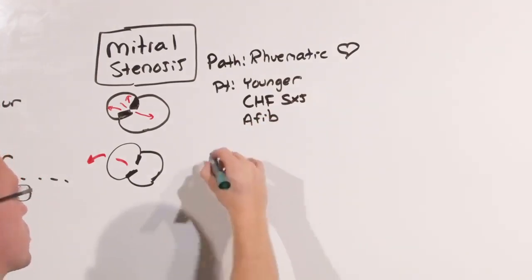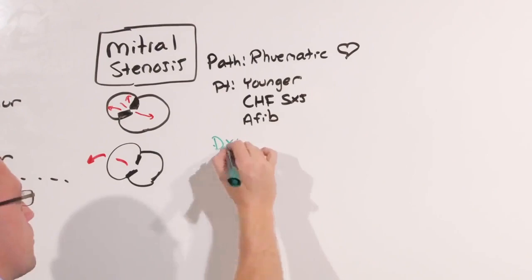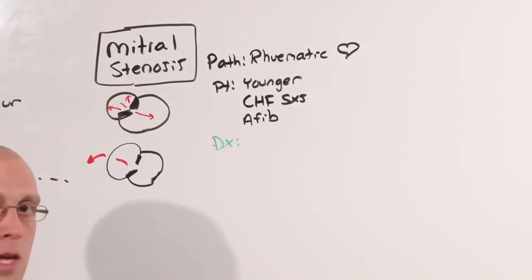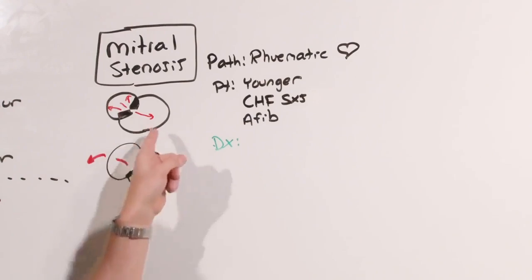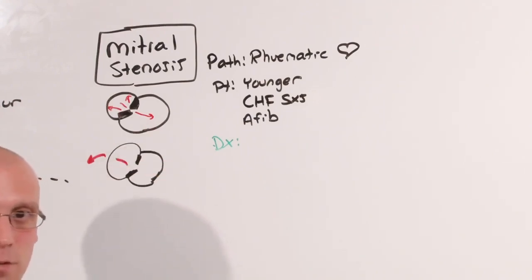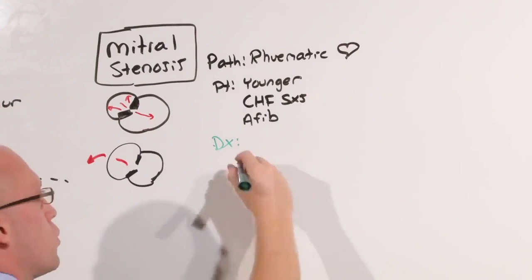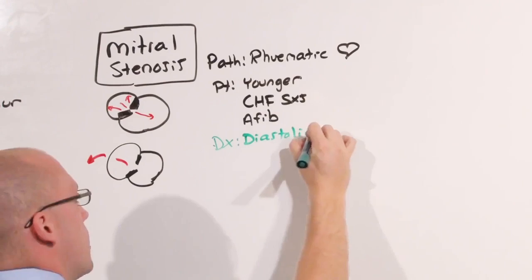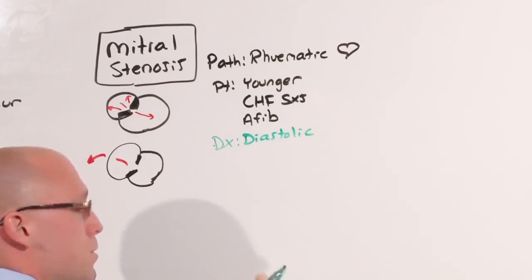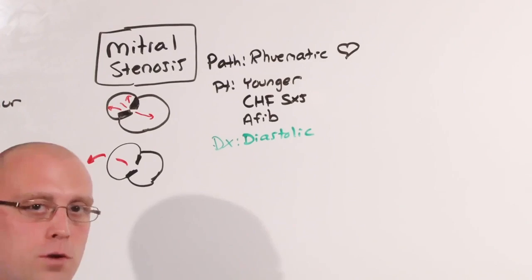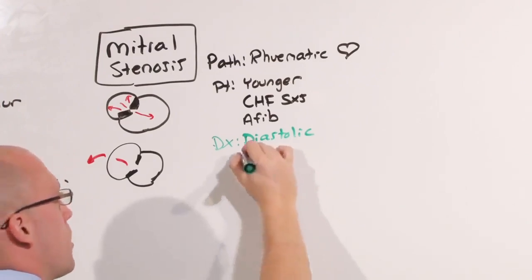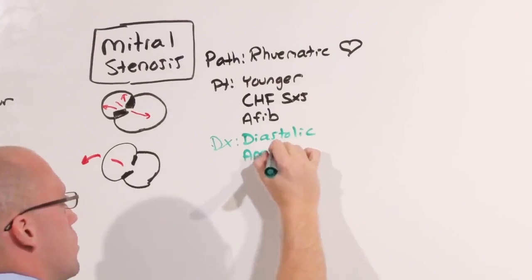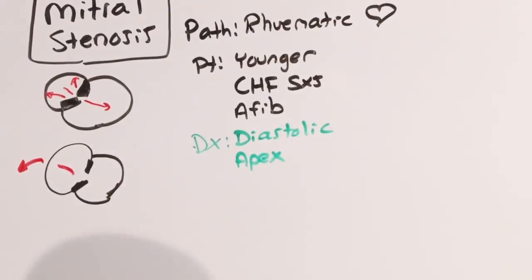The diagnosis is going to be made by auscultation. The problem is blood flowing across the mitral valve during diastole. That's when that happens. So it's going to be a diastolic murmur. It's diastolic, and because it is a mitral murmur, it is heard best at the cardiac apex, usually found at the fifth intercostal space, mid-clavicular line.